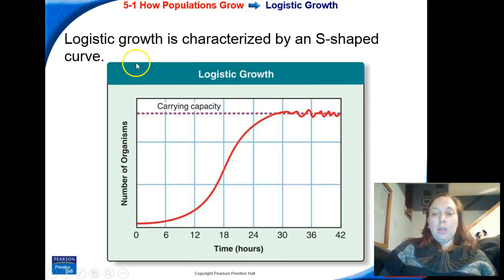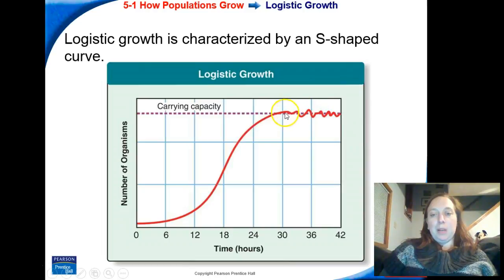Logistic population growth is characterized by an S-shaped curve. So notice this is the beginning of your J curve, and then it starts to plateau out and balance. As it plateaus and balances, you notice there's this little dashed purple line. There's not really in real life a real dashed purple line, it just kind of exists where we see it.